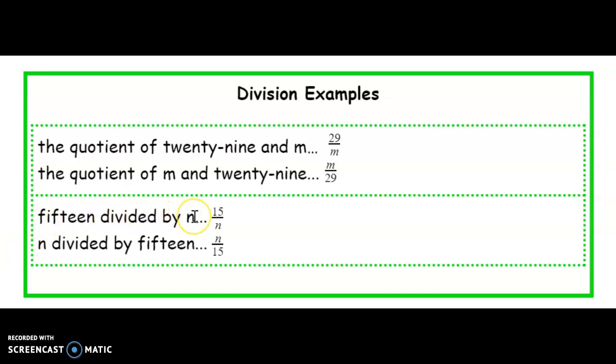15 divided by n. We know that divided by is division, so we put our fraction bar up there. What comes first? 15, that becomes our numerator. What comes next? n, that becomes our denominator. n divided by 15. Divided by means we put our fraction bar up. n is first, so it becomes our numerator, and 15 is listed second, so it becomes our denominator.